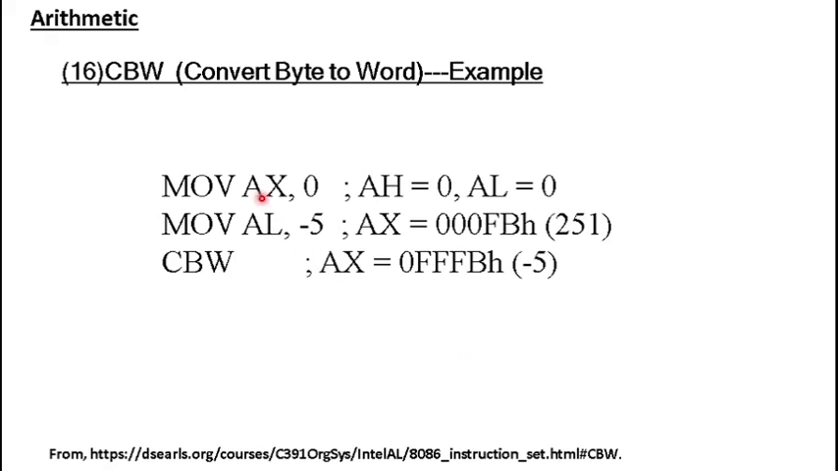So let's see an example. Suppose we are clearing all the bits of AX with zeros. Now we are moving -5 to AL, so we have a negative number in AL. The highest bit of AL will be 1, indicating that a negative number is stored there. Now we are issuing the CBW instruction. This sign bit will be extended onto AH, or copied to AH. The contents of AX will finally be like this: AH will be filled with all ones, these two F's indicate that. Then you will have your -5 as such in AL. So entirely this AX represents -5.